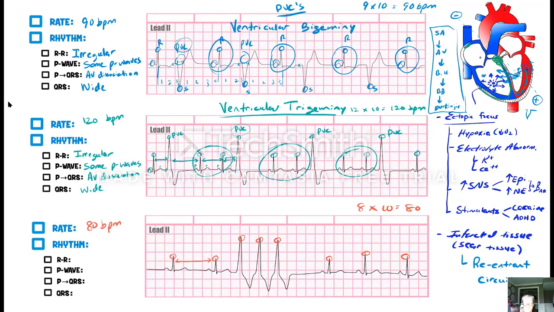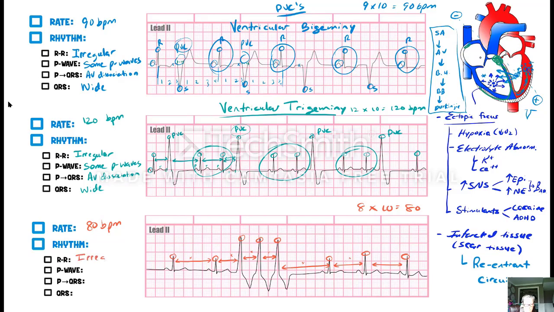All right, R to R interval. Look at that. And look at this. Oh my gosh. This is all over the place, right? There's no consistency in these R to R intervals. All right, there might be some consistency here and here, but between this one and this one, there's no consistency. Between this one and this one, there's no consistency. So this is definitely irregular.